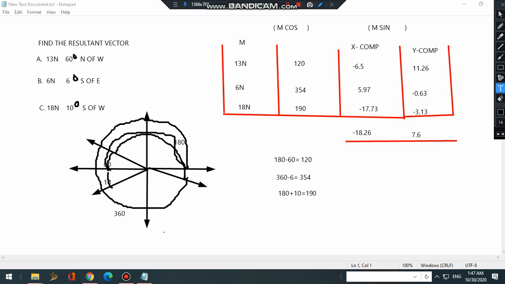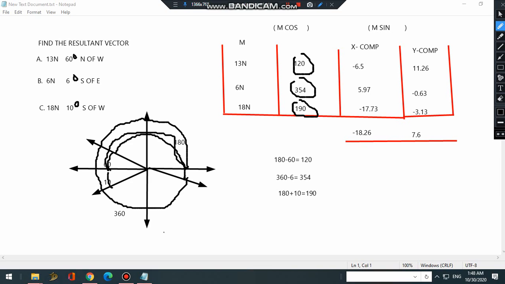Then the next step would be making a table. So here we already put our angles here. This one, this one, this one. And the next step will be getting the x component and the y component. To get this negative 6.5, you need to multiply 13 by cosine 120. So 13 cosine 120 would be negative 6.5. 6 cosine 354 would be 5.97. Then 18 cosine 190 would be negative 17.73.